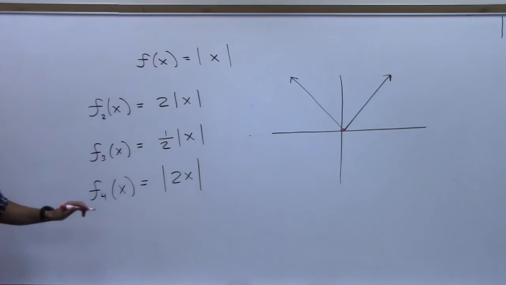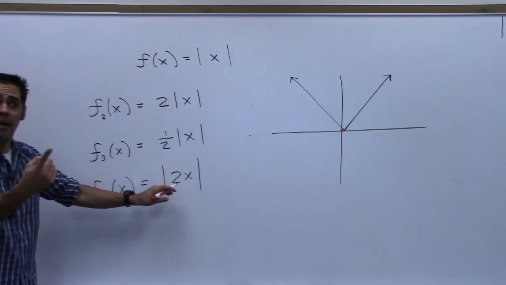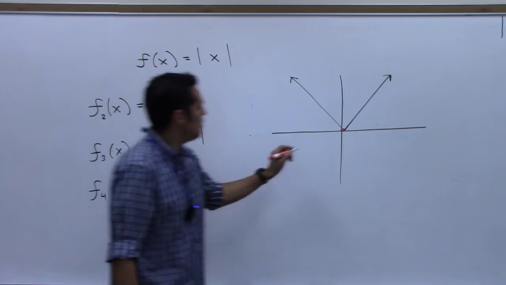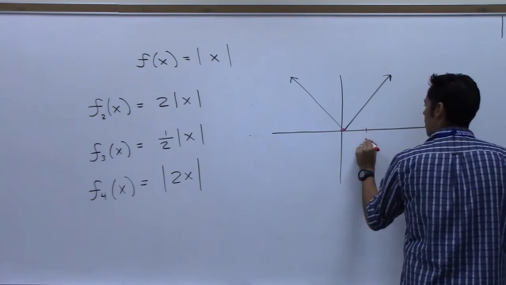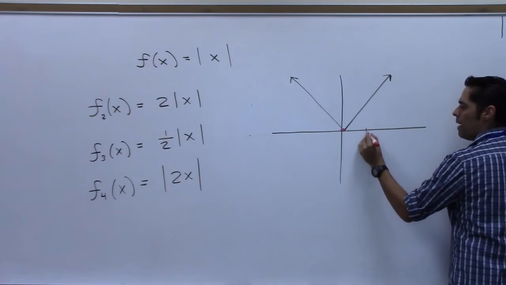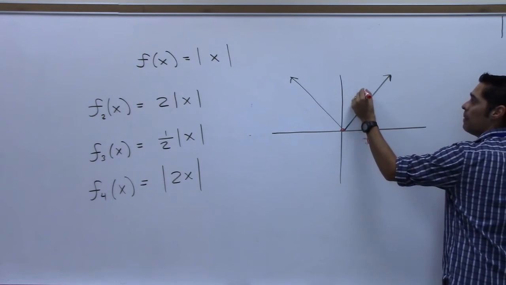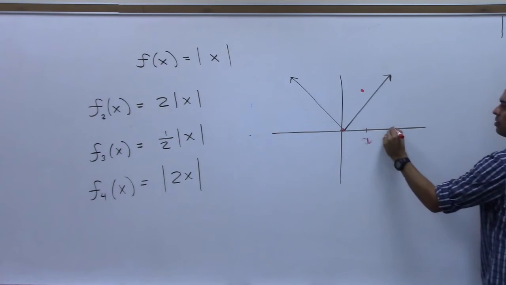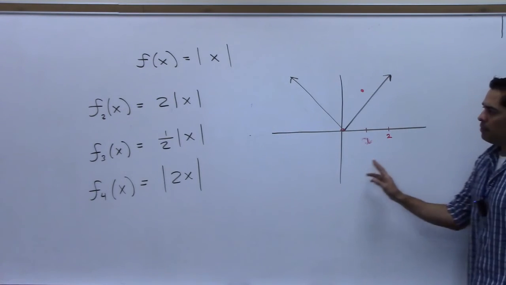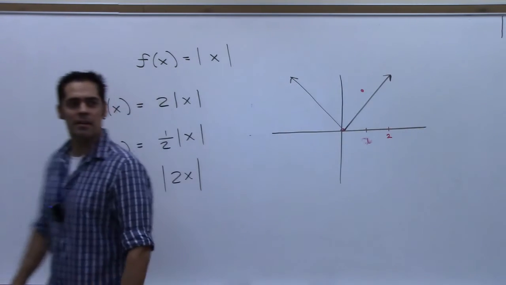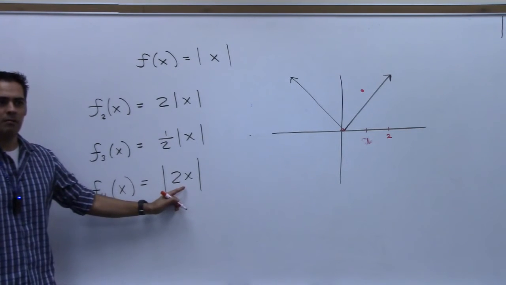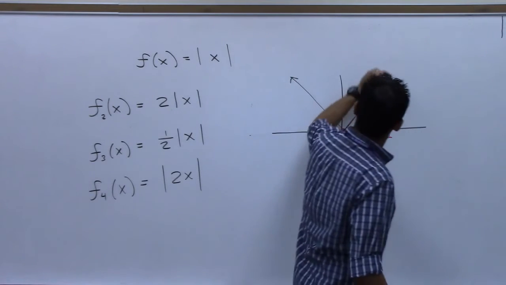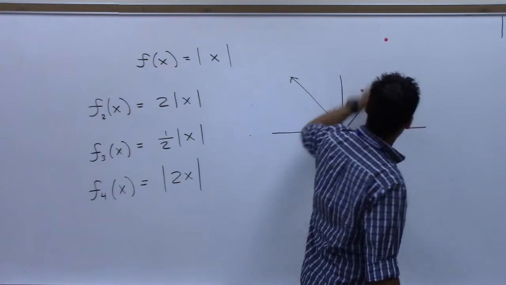But now watch. When we plug in 1 now, this is actually what? 2. So when I plug in 1, instead of being up at 1, I'm actually up at what? 2. Now what happens if I plug in 2? When I plug in 2, I'm actually at 4. Right, absolute value of 2 times 2 is 4, so I'm up here at 4, instead of 2, yes?